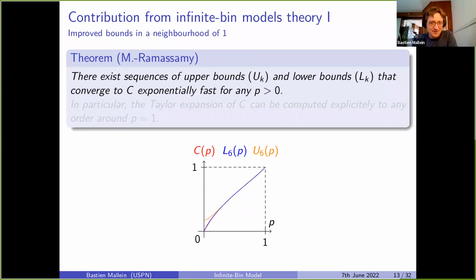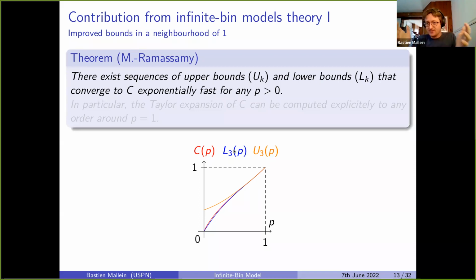And so, when we look at the sequence of upper and lower bounds, those are basically the speeds of this infinite bin model with geometric distribution, where you ignore all the moves that are larger than k. What's quite interesting is that the lower bound is usually much better than the upper bound. The lower bound, even L3 of p, is a very good approximation of this C of p. So we really expect that the Taylor expansion of C is very close to the Taylor expansion of L_k of p for quite a small value of k.